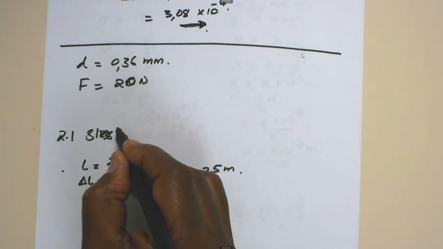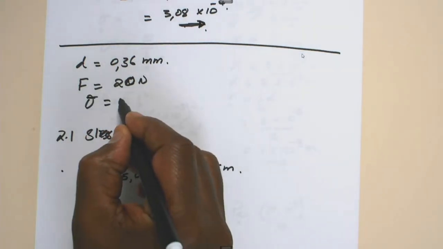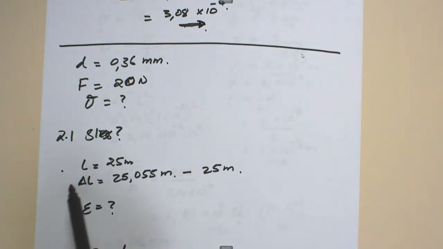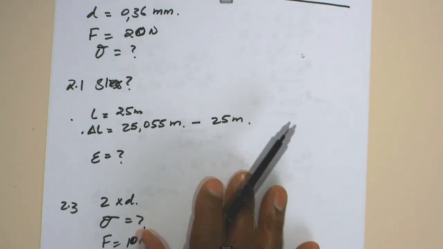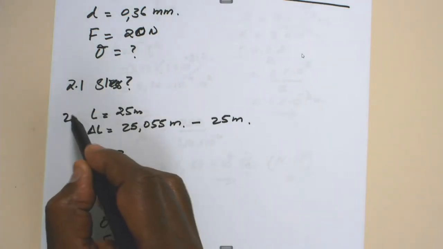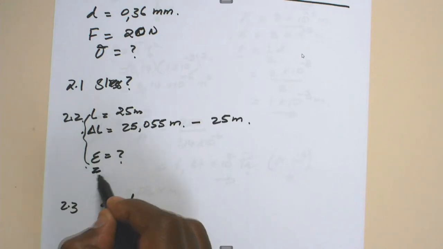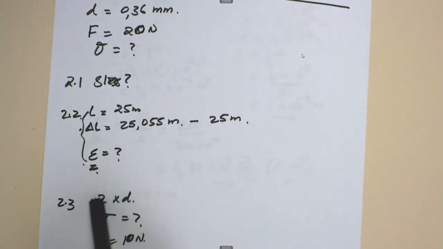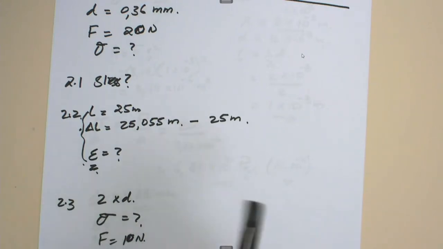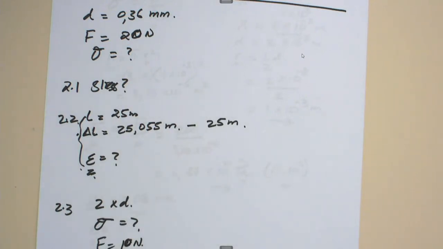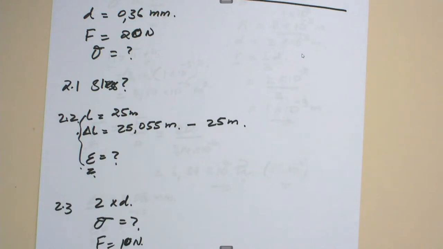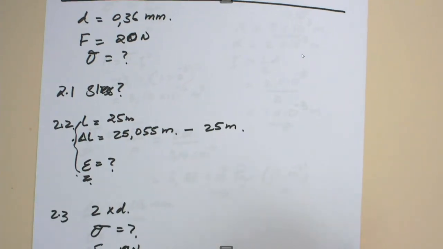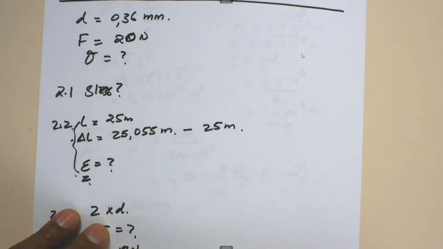Okay, 2.1, I said it required you to calculate the stress, so you don't know the stress there. That is what you want. Then 2.2 gives you this information, and you have to calculate the strain. And then the last question tells you that the diameter of the fishing rod is two times the original diameter, and the 10 newton force acts on that, so you must check the stress experienced by that rod or by the fishing line. Yes. So let's see if we can do this. I think with the information that we have, we can calculate that.